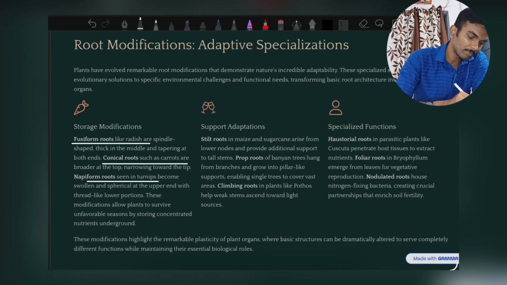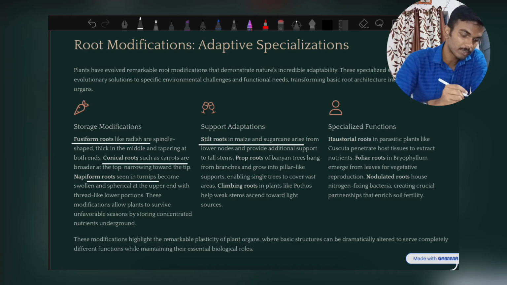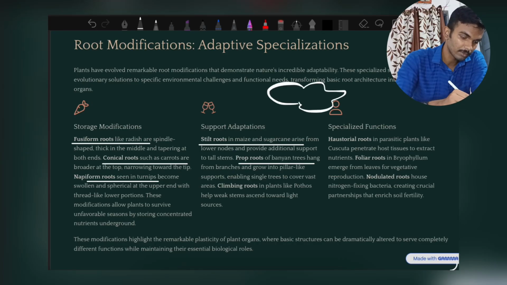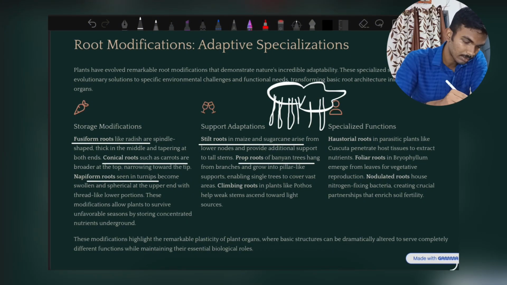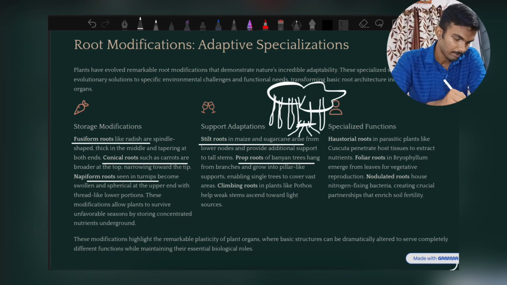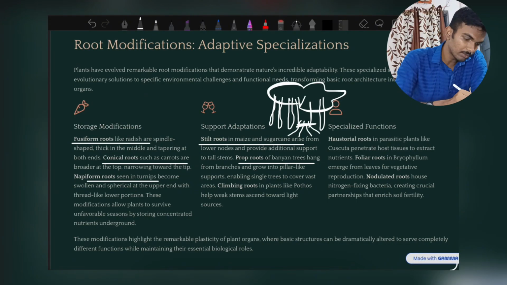Stilt roots in maize and sugarcane are for support adaptation. Prop roots in banana trees hang from branches just like this. This is a root. They hang from branches. And stilt root is just like this.